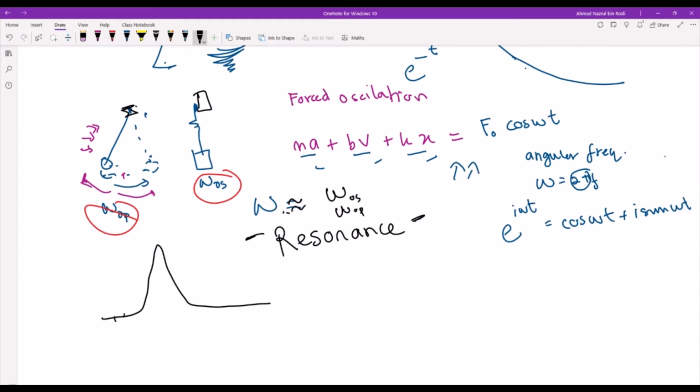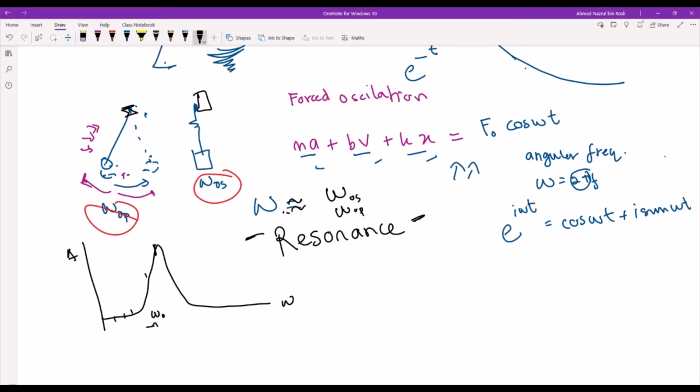This is a different frequency. It's omega. So if your omega here is very near to the omega naught, this is omega naught, if omega is here, the amplitude will be high. So really high. So that would be what we call a resonance.